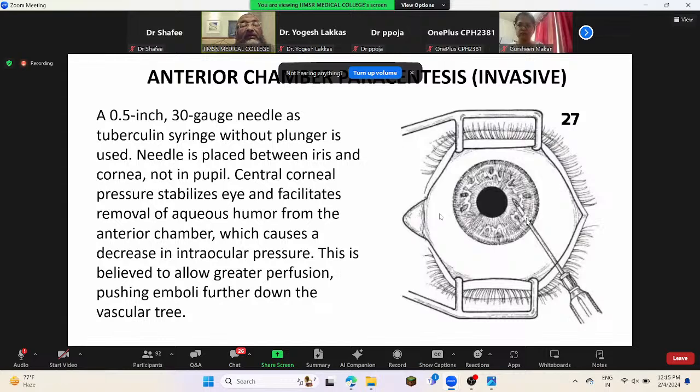Here you see between iris and cornea, not in the pupil. It should not go in the pupil. Central corneal pressure stabilizes the eye and facilitates removal of aqueous humor from the antechamber, which causes a decrease in the intraocular pressure. This is believed to allow greater perfusion, pushing emboli further down the vascular tree.